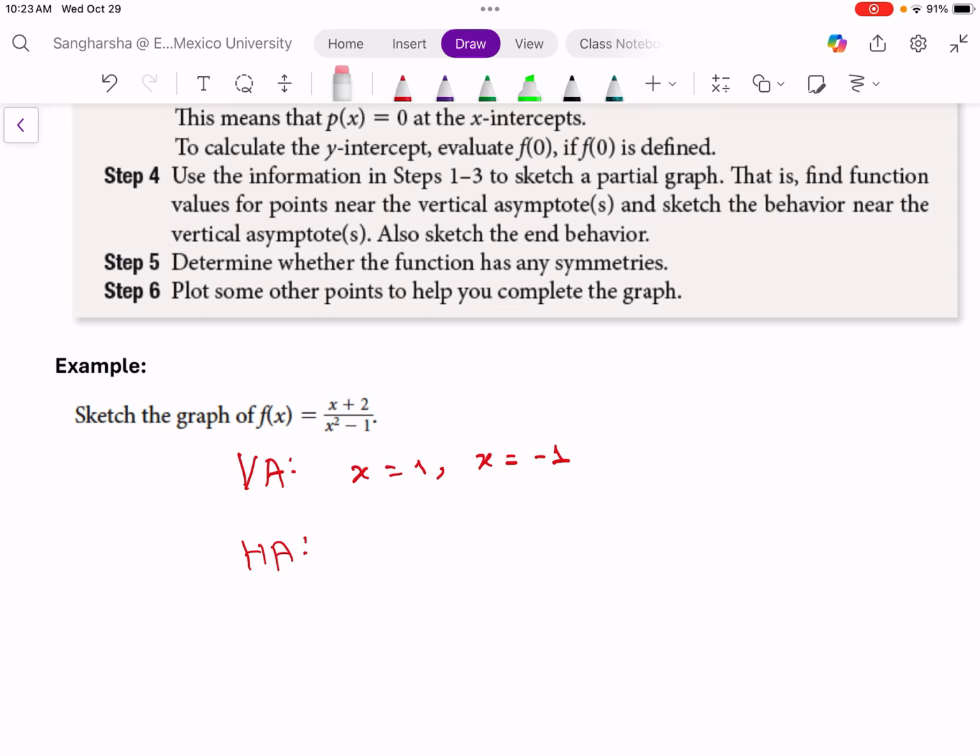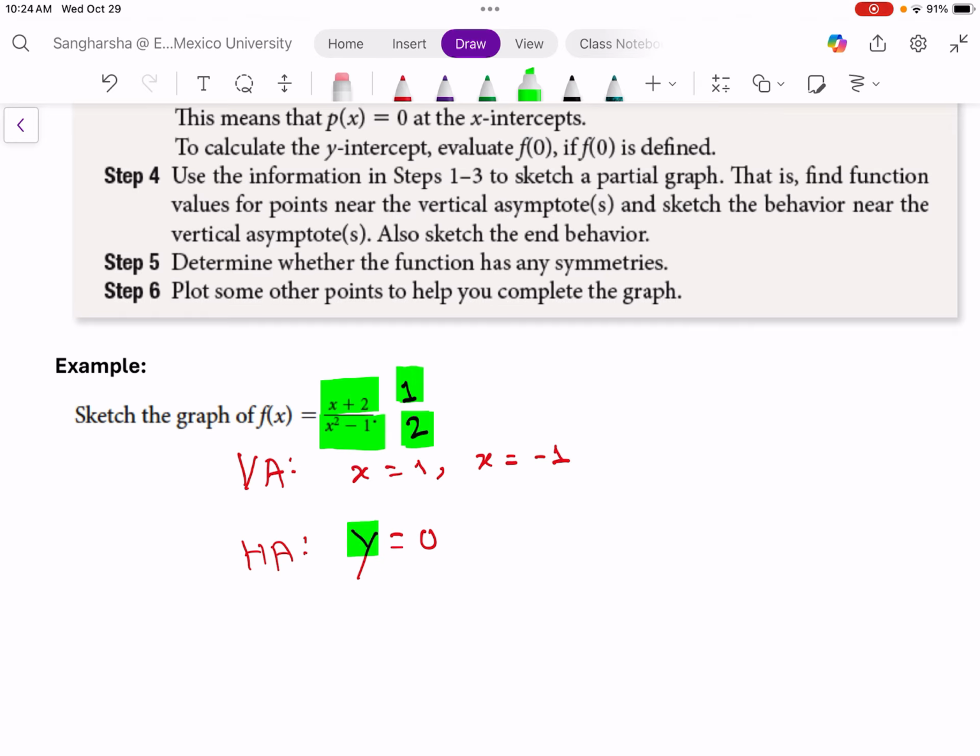To find the horizontal asymptote, we need to know the degree of numerator and the degree of denominator. What is the degree of numerator? It's 1, right? What is the degree of denominator? It's 2. So we have degree of numerator less than degree of denominator. And if this is the case, the horizontal asymptote is always y equals 0. So it's not only 0. If you write 0, it's not an answer. Make sure you have y equals.